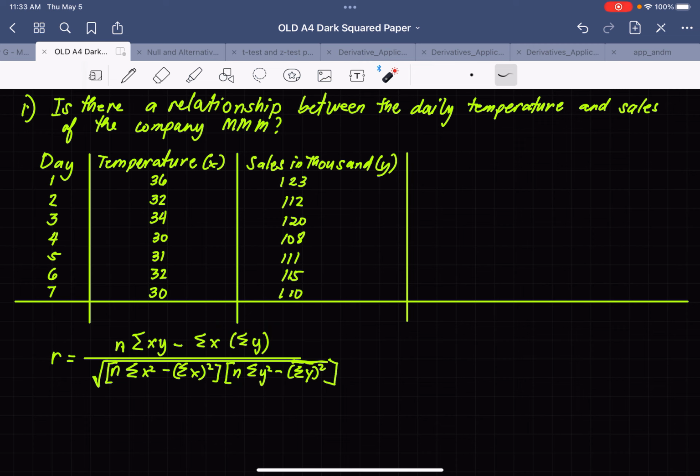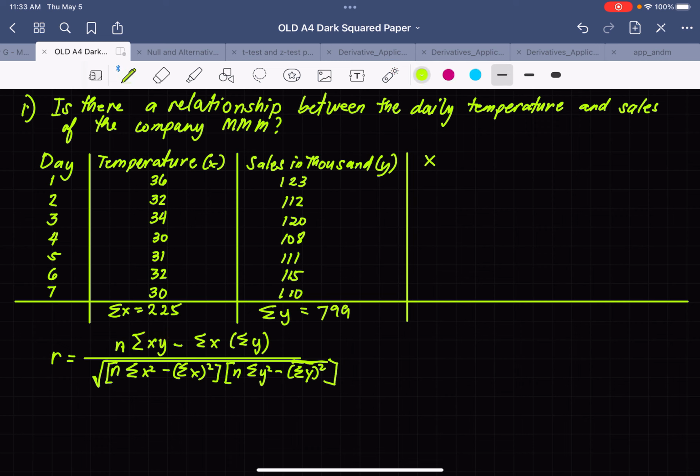So the values of x are these. If we simply take the sum of these, the sum is 225. Next, the summation of y. The sum of these is 799. Okay, we need a column for xy, the product of x and y.